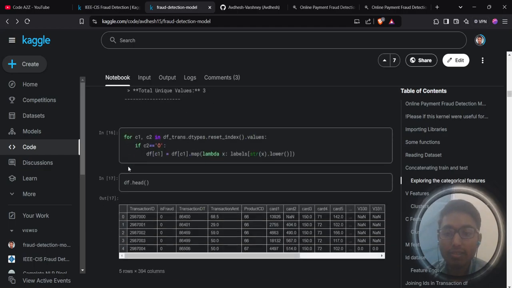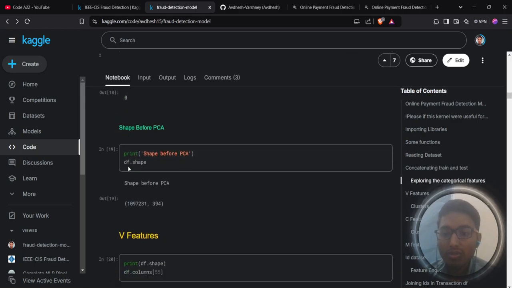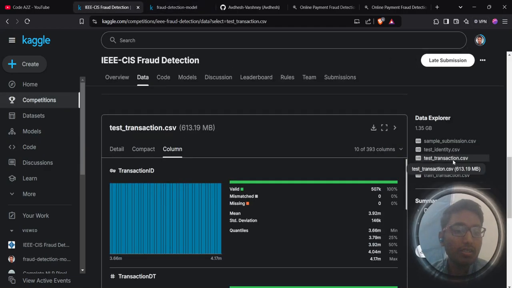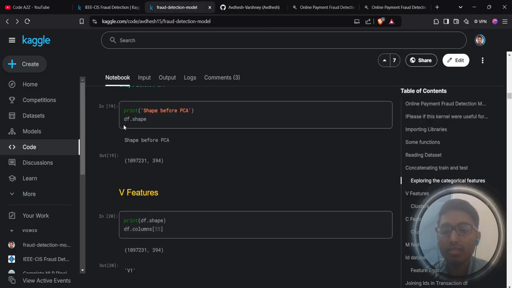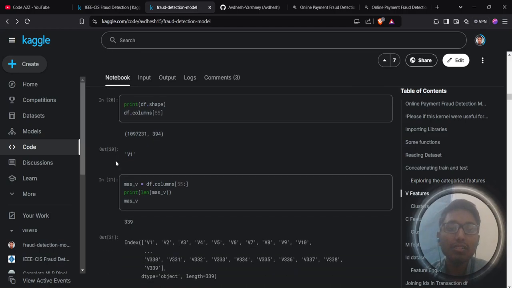Next, move to the dataset before PCA. This is the whole dataset after merging the test and train dataset files, test transaction and train transaction. Combining these two files, the total rows are 10 lakh 97,000, which is a very huge dataset to train a model on, and it contains only around 1% fraud transactions.